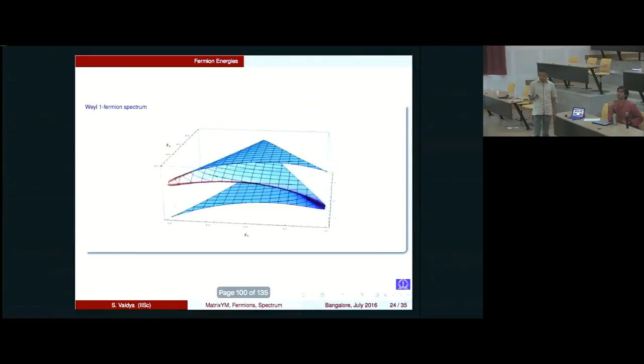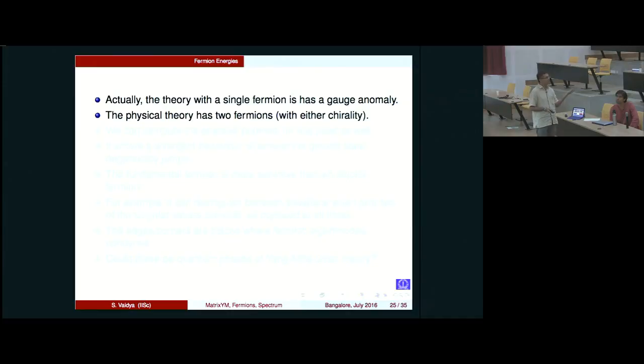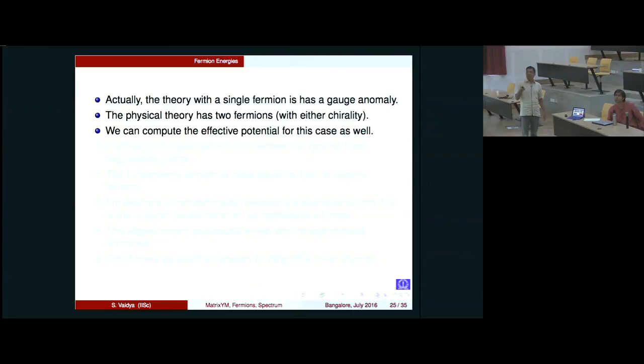Okay. So this is what the spectrum looks like, the spectrum of Weyl fermions. It's like the cross section of the wing of an aeroplane, perhaps. But actually, it turns out that if I have just a single Weyl fermion, then it has the gauge anomaly, Witten's SU(2) gauge anomaly. So the physical theory has to have at least 2 fermions, either both of the same chirality or of opposite chirality. So what we did is we took this situation, one with the same chirality and the other with opposite chirality, and we computed the effective potential.